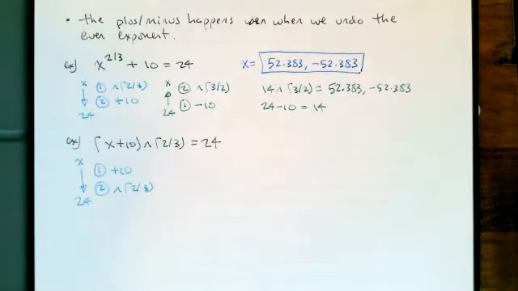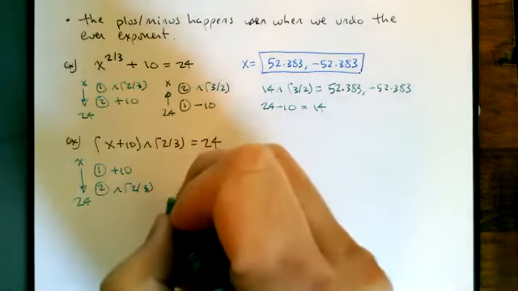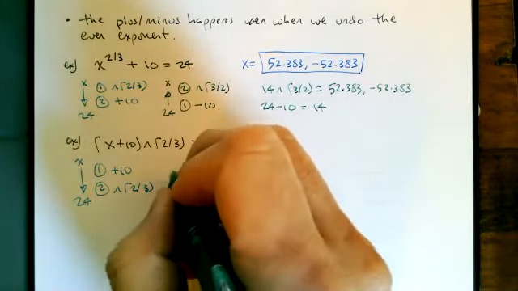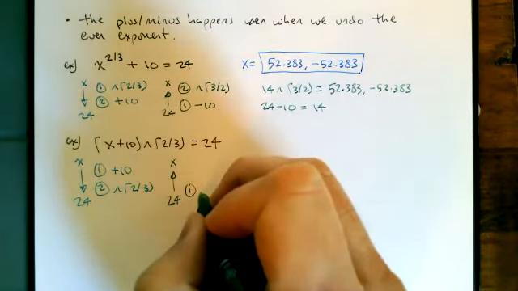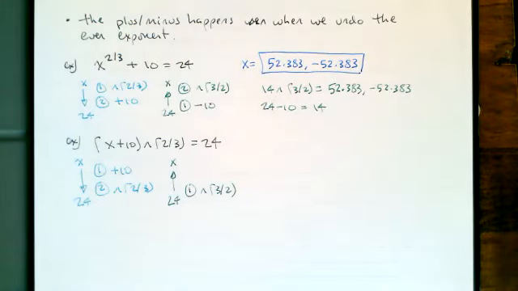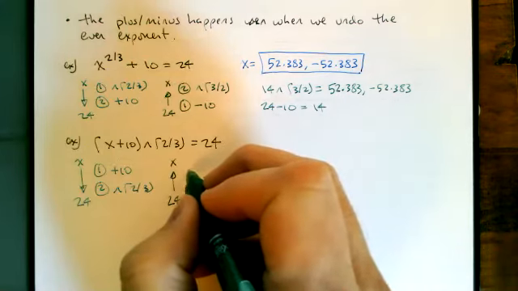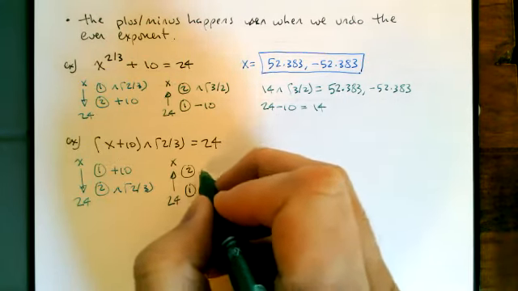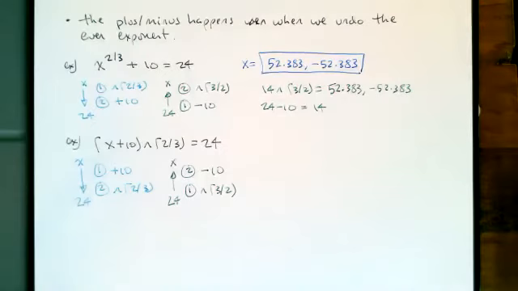So our plan for solving, to turn 24 back into an x: first, we raise to the 3/2 power, and that's when our two solutions are going to show up, when we undo the even numerator exponent. And then second, we subtract 10, the inverse of adding 10.